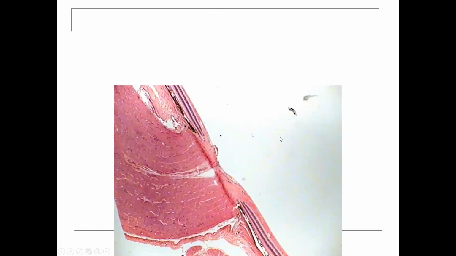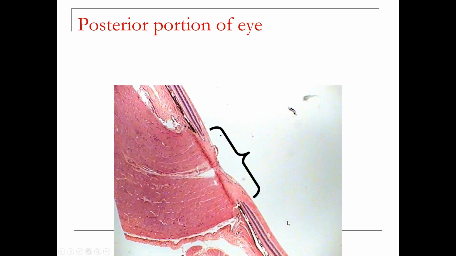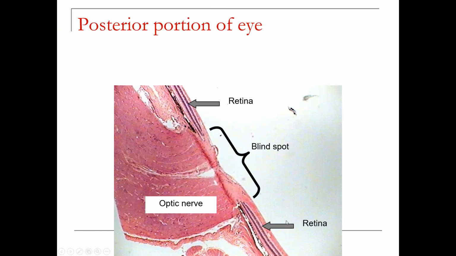So now this is the optic nerve. Here we can see the retina. You can see the ganglia layer out here, and you can see where the photoreceptors are located here, and the bipolar neurons are right here. So there's our blind spot. There's the retina on either side of the blind spot, and there's the optic nerve.